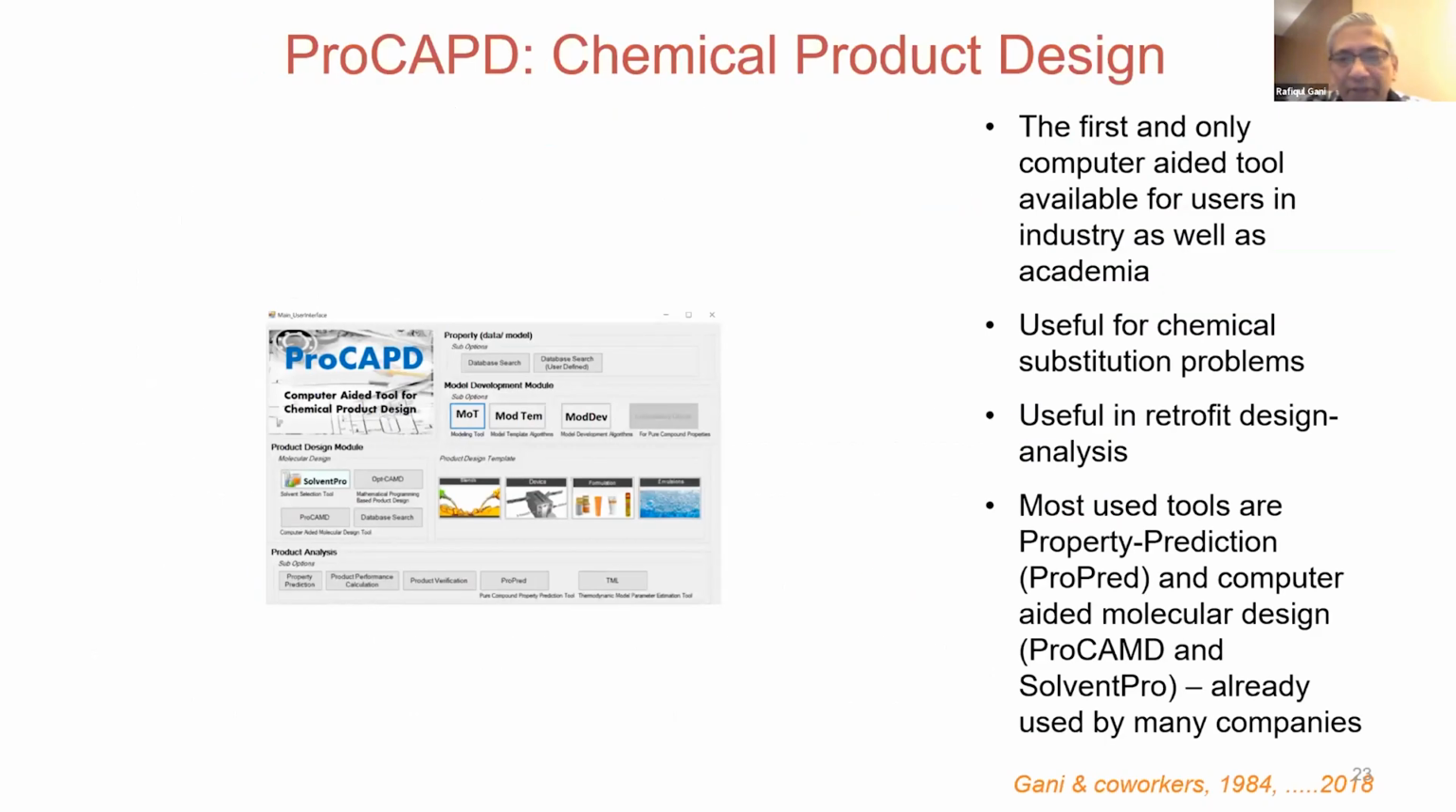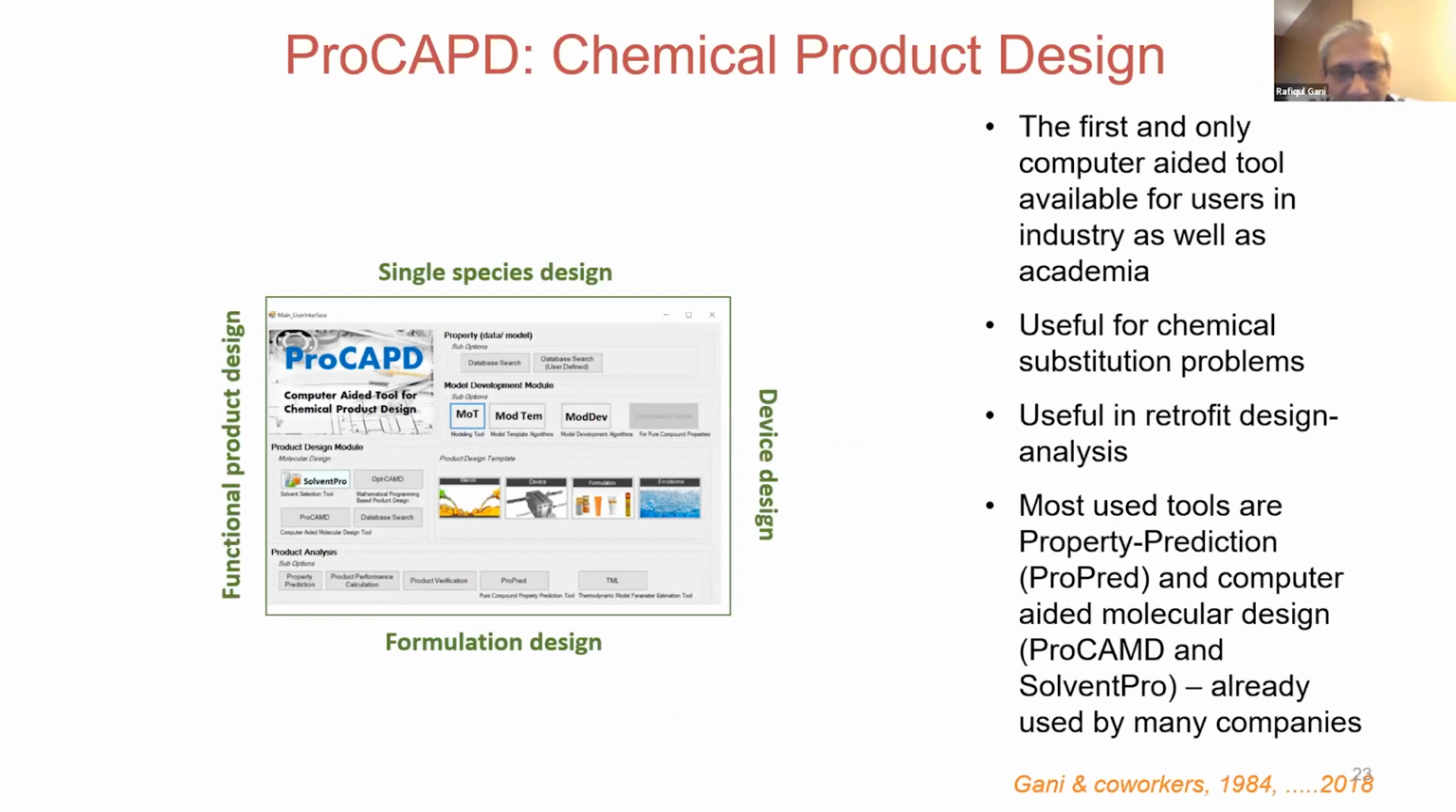And then I will advertise a little bit our computer-aided product design software. In the middle is the interface which allows the user to solve single species problems, multiple species problems, formulations, devices, and so on. To do this, these are the 4 types of problems it would solve.